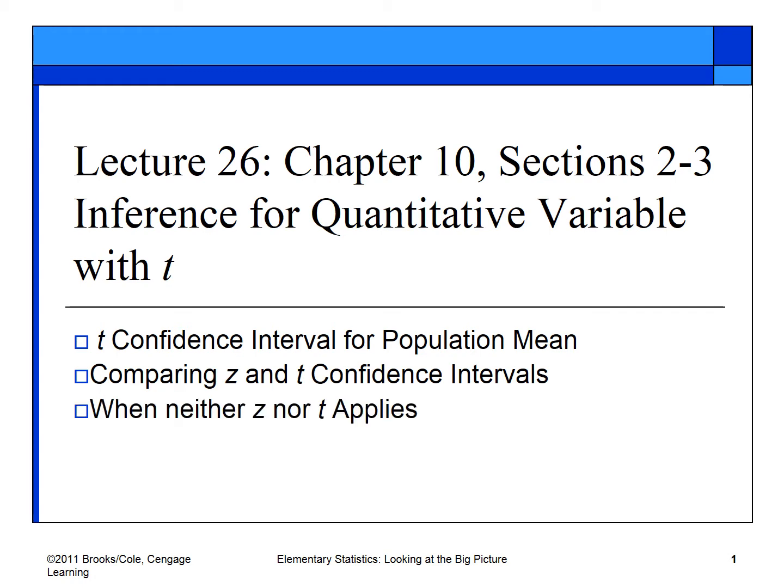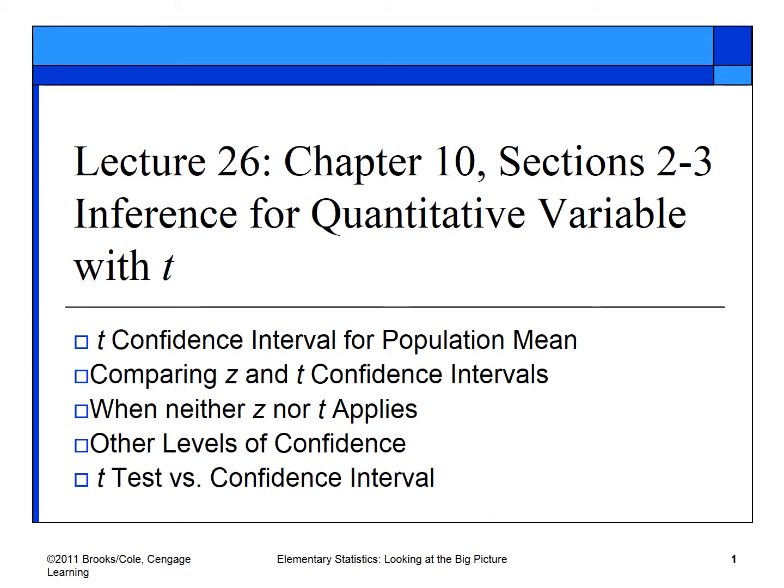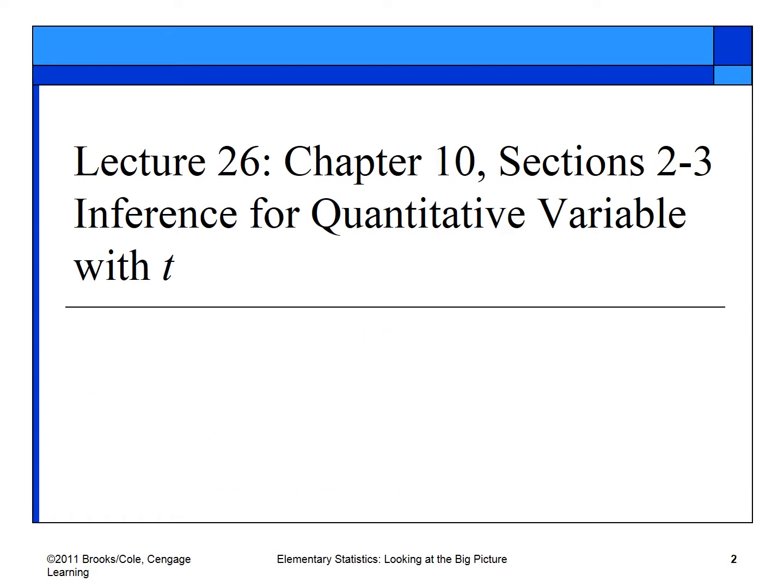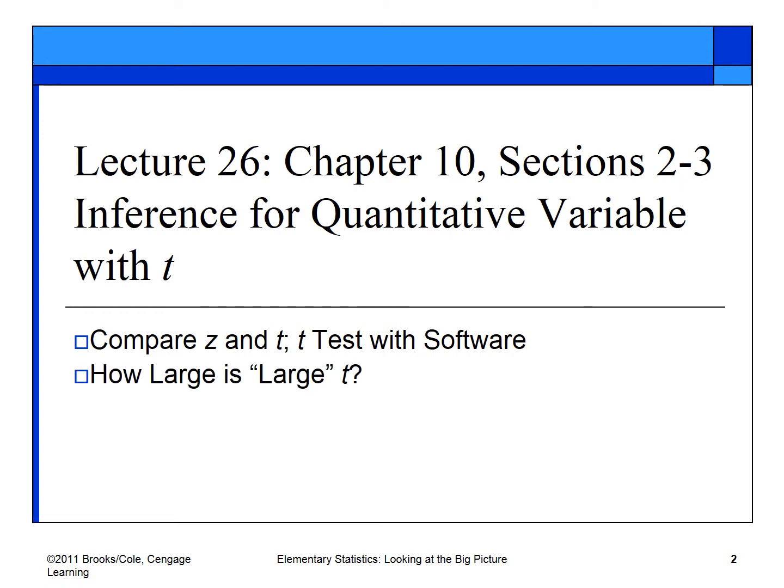We'll talk about when neither z nor t can be used. We'll look at computing confidence intervals for different levels of confidence. And we'll talk about doing a t-test for hypothesis testing. We'll continue with that by comparing the z-test and the t-test, and we'll perform the t-test using our calculators.